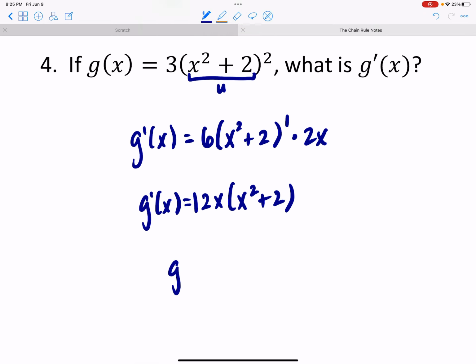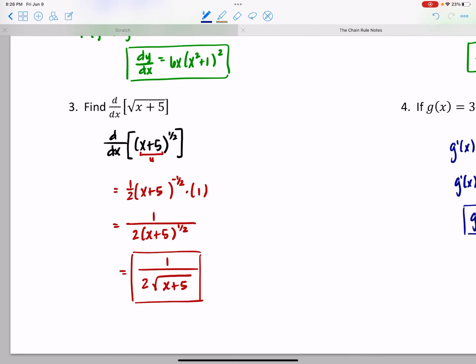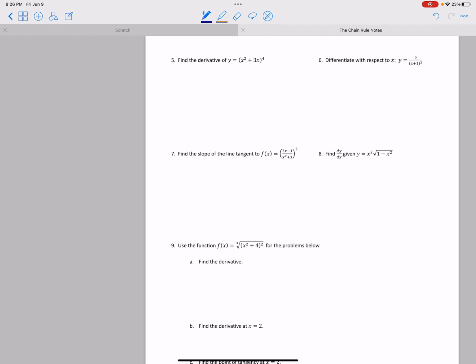So I'm going to go one step further here. This would be an okay answer, but because, again, it's simple enough to multiply, I'm going to go ahead and make this 12x cubed plus 24x. And there's our derivative. Okay, hopefully that's making sense. So pretend that it's 3u squared, or 3x squared. Take that derivative, but leave that u, that inner function, intact, and then multiply by the derivative of that inner function.